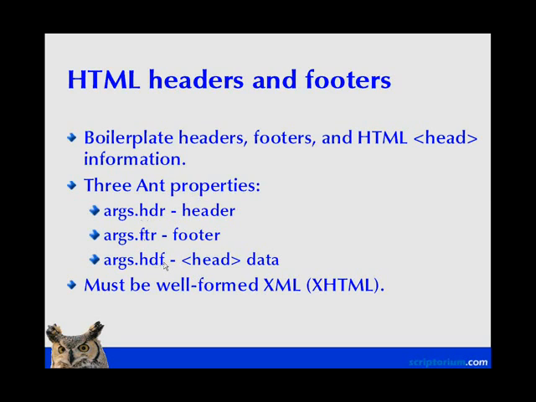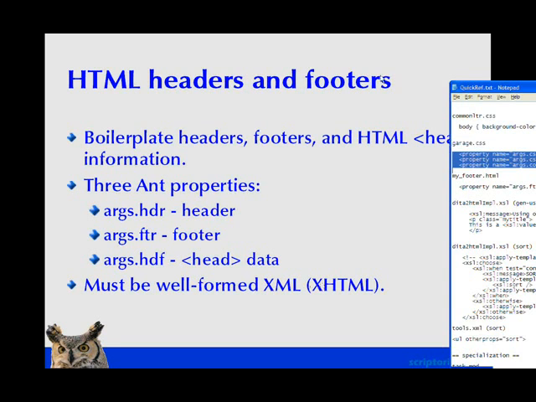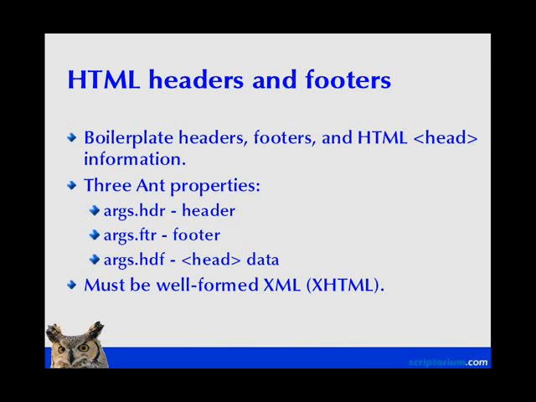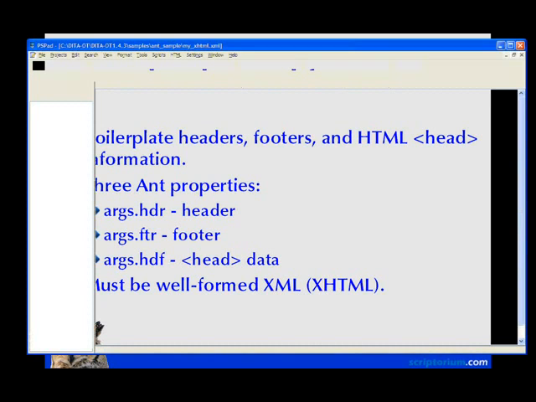Again, there are three ANT properties that we use for doing this: args.header, args.footer, and args.hdf. So this is where we specify the head data. Now, what you specify, the value for these properties, is an actual HTML file. So this HTML file has to be well-formed. It has to be true XHTML. It has to be valid. So attributes have to be quoted. Any open tag, you have to have a balanced close tag, and so on.